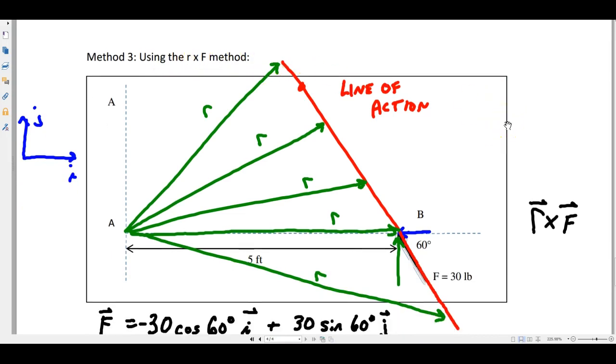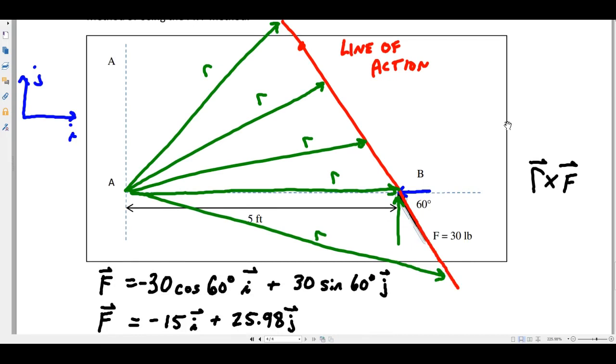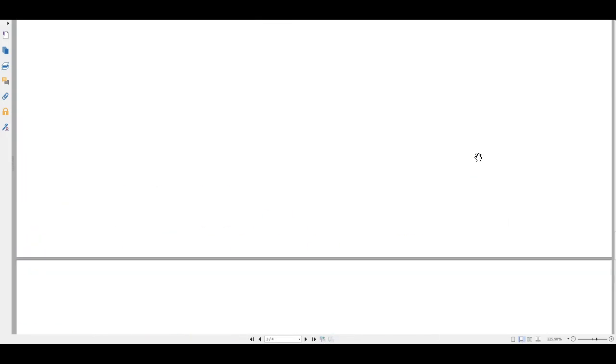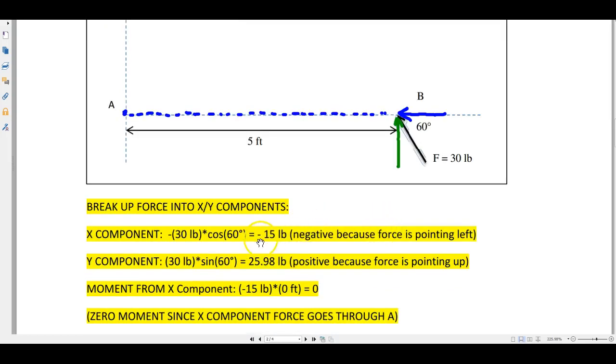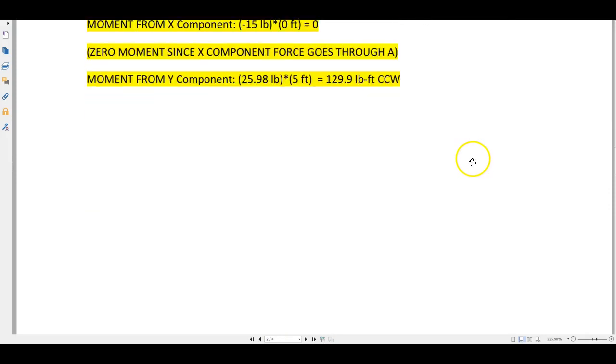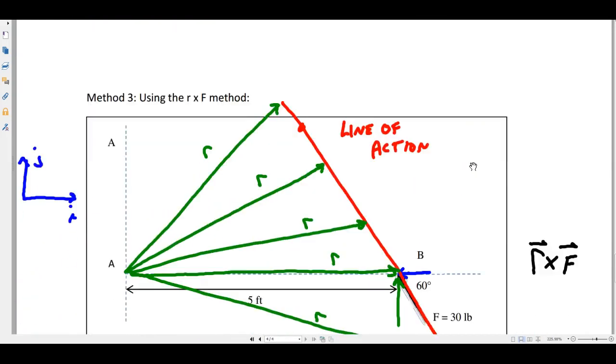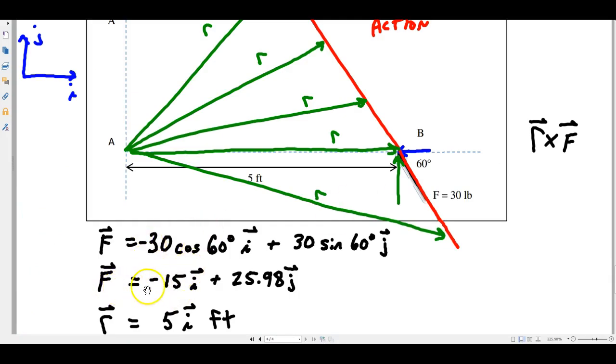All right. So method 3, using the r cross F method. Let's say I have a force, in fact, this is the same force we've been using. Force equals 30 pounds at a 60-degree angle, same force from the previous video. And you broke it up into components here. You had 15 pounds to the left and just about 26 pounds up. Well, you can take that same force and put it into this vector right here: F is equal to minus 15i plus 25.98j, because that means 15 pounds to the left and almost 26 pounds upwards in the positive j direction. So that's your force F.